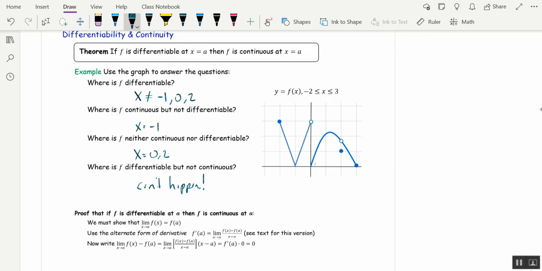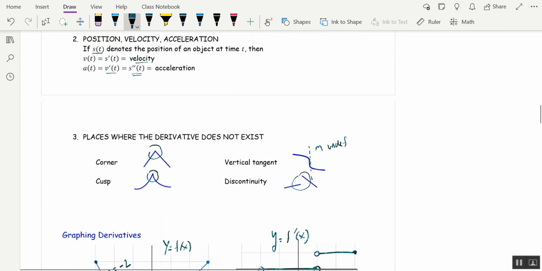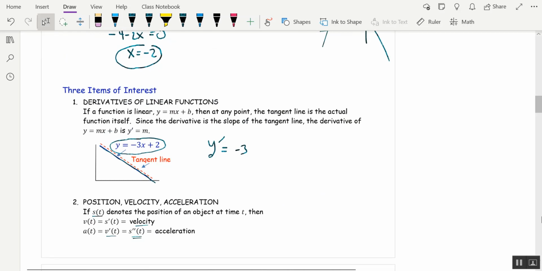Okay, so in the next section, we're going to learn shortcut rules for taking derivatives, but it's important to also be able to take the derivative using the definition like we've done in this lecture. And that is the end of this section.